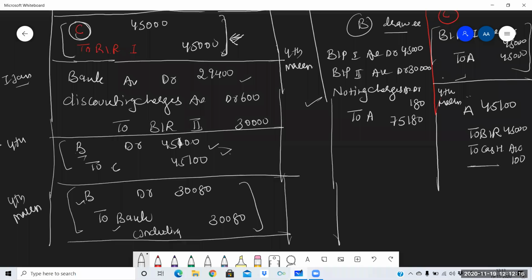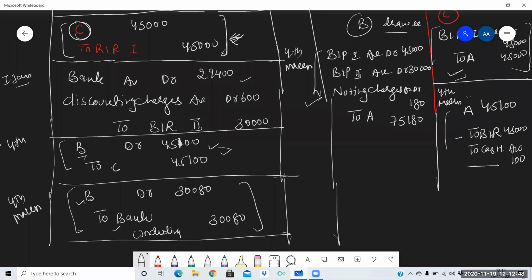And in the books of drawer, only three entries will be there. First entry in regard to sale or purchase. Second entry, making of bill. Third entry, dishonor of bill. It's up to you whether you want to pass one entry here or a combined entry or single entry. Then in the books of endorsee, first entry, receiving of the bill. Second entry, if he has not treated the bill, nothing is mentioned in the question about the treatment of the bill. It means the bill is retained by him till the date of maturity.